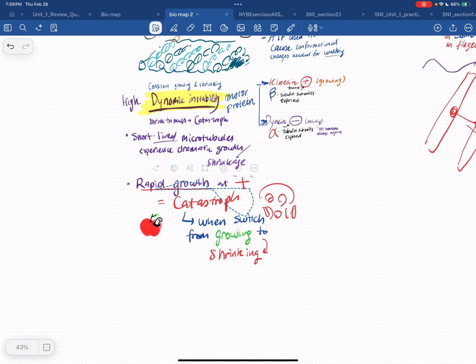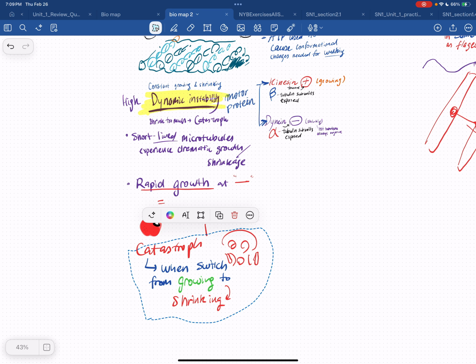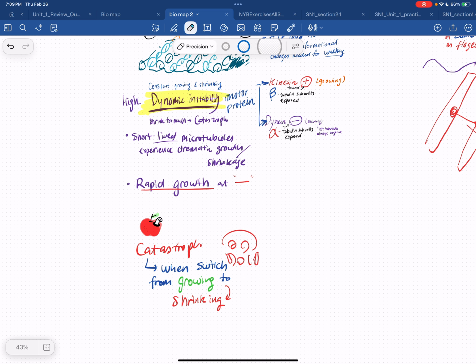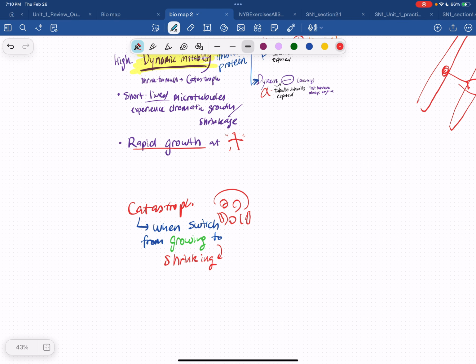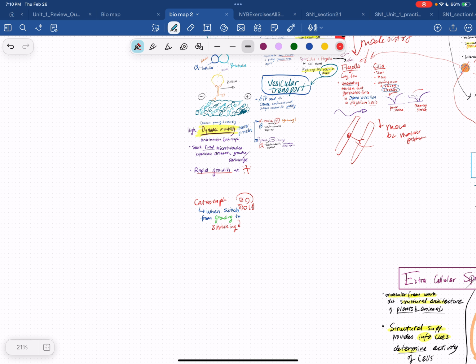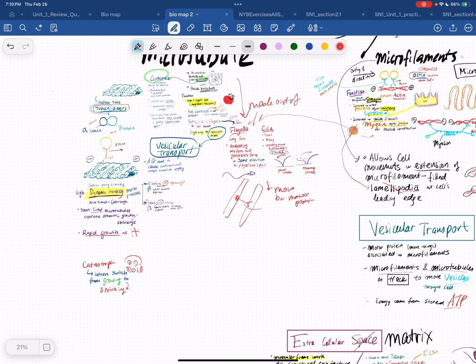Growth is rapid at the plus side, so they are increasing towards the plus side. But it is a catastrophe if it switches from the plus side to the negative side. So these are two completely different things. If it is able to grow a lot toward the positive side, then there's no problem. But there is a problem if they start shrinking a lot on the negative side. Instead of growing, if they start shrinking, that's a catastrophe. Not really sure why it's a catastrophe, but it is.